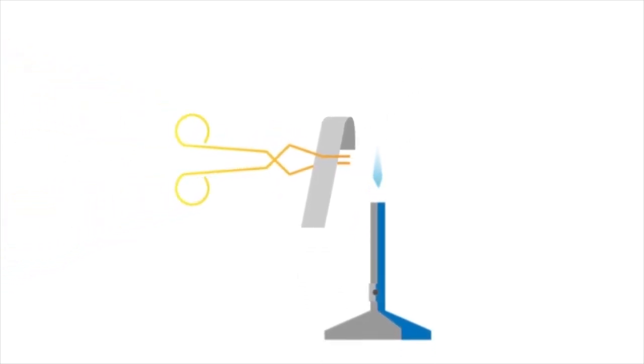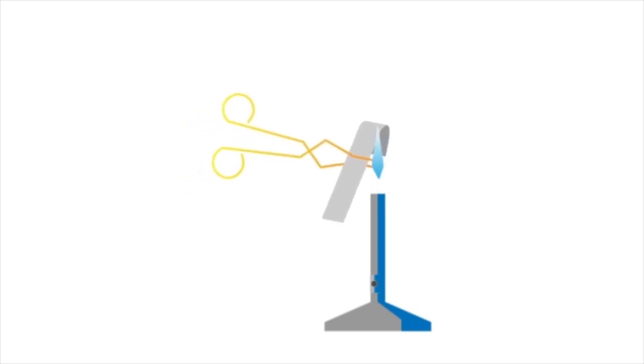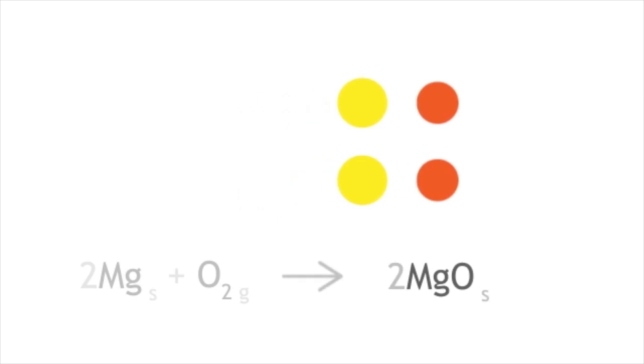Using a pair of tongs, take the magnesium strip and hold it to a roaring Bunsen burner flame. The combustion of magnesium proceeds with a bright white flash. Take care not to look at this flash. Magnesium reacts with oxygen to produce magnesium oxide, which is a white solid.